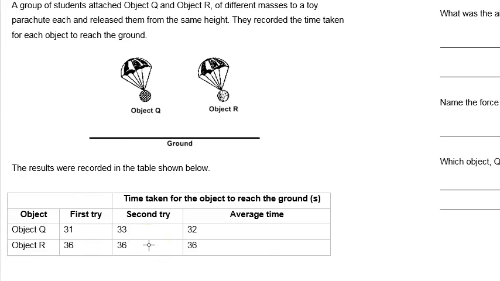Now, which object, Q or R, has a greater mass? We know that gravity pulls down the object according to how heavy the object is. The heavier the object, the more the gravitational pull is. So in this case, if you look at the results, you can see that the gravitational force is pulling one faster than the other. So that means that object would be heavier, right? Or has a greater mass, okay?